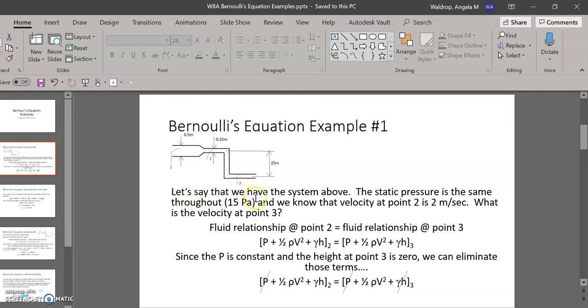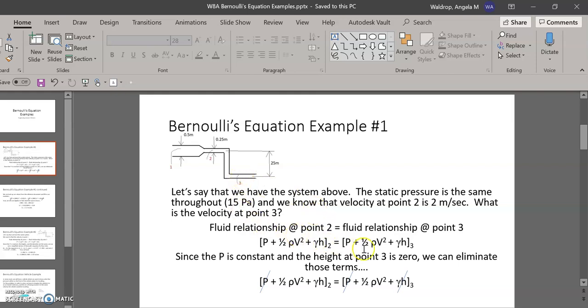We're going to say that the static pressure is the same throughout. We're going to say it's about 15 pascals, and we know the velocity at one point is 2 meters per second. What we want to do is find out some information at points 1 and 3. We're going to look at point 3 first. At point 3, we want to learn what the velocity is.